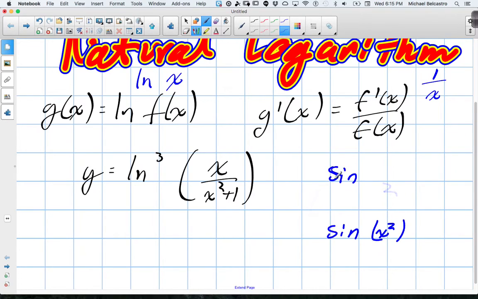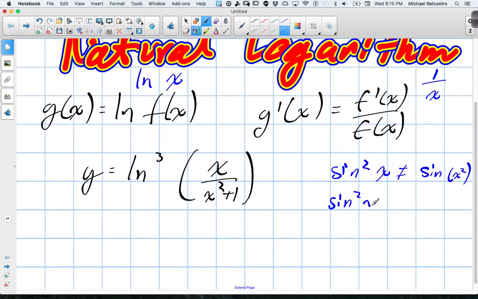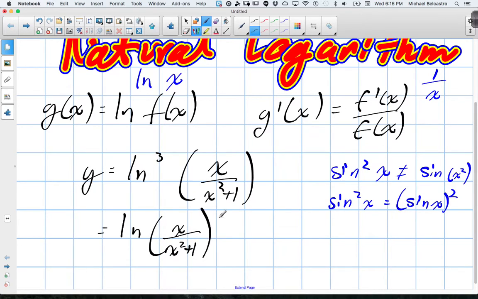Sine squared x is not equal to sine and then x squared. That's why they don't write the squared on the x; they don't want you to think that it's just squaring the x. What sine squared x is actually equal to is sine x, squared. And that rule applies the same for ln. So if it's ln cubed, what they're actually saying is it is ln of x divided by x squared plus 1, and all of that is cubed.